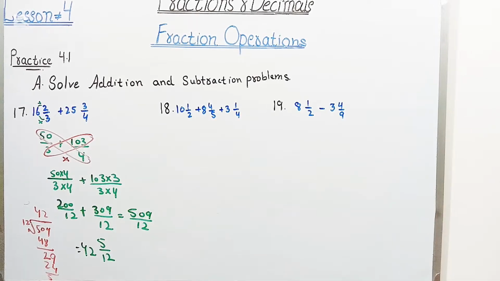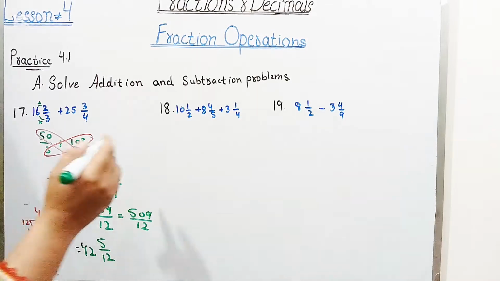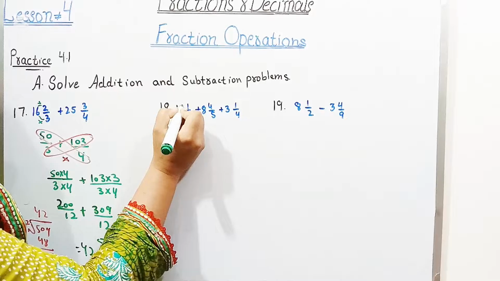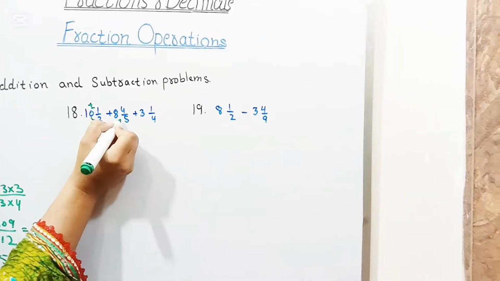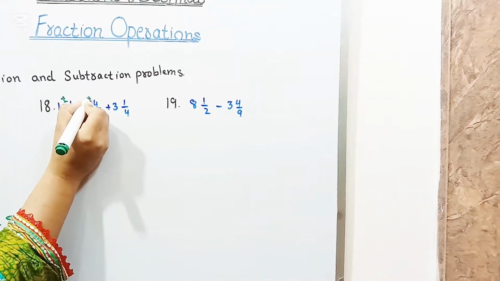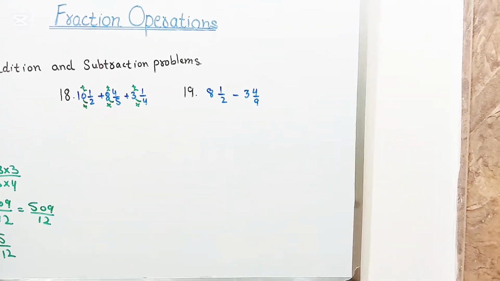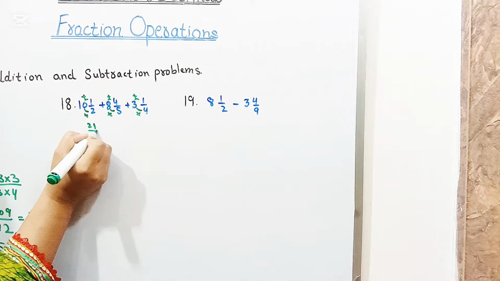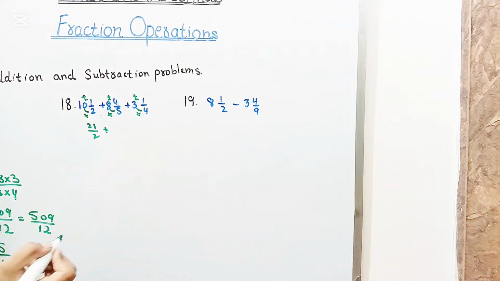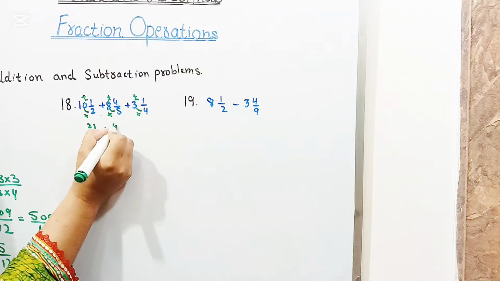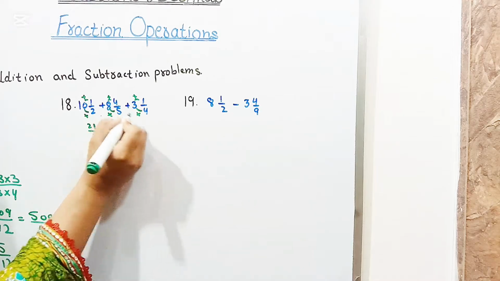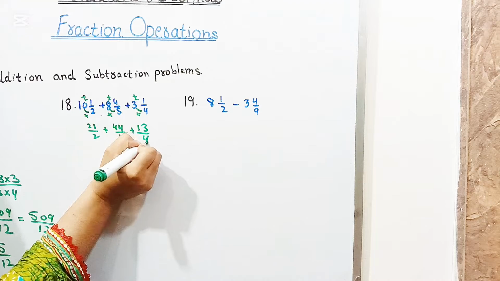Question number 18. 10 1 over 2 plus 8 4 over 5 plus 3 1 over 4. These are the mixed numbers. Firstly, we convert into fractions. We multiply and then we add. 10 multiplied by 2 plus 1, 21 by 2. 8 5s are 40 plus 4, 44 divided by 5. 4 3s are 12 plus 1, 13 over 4.